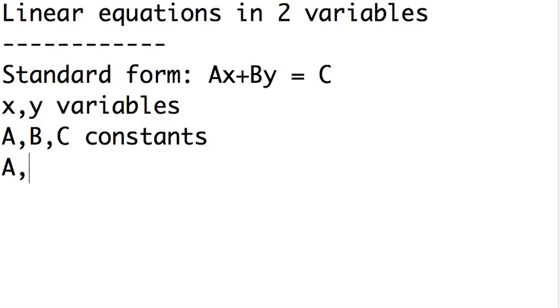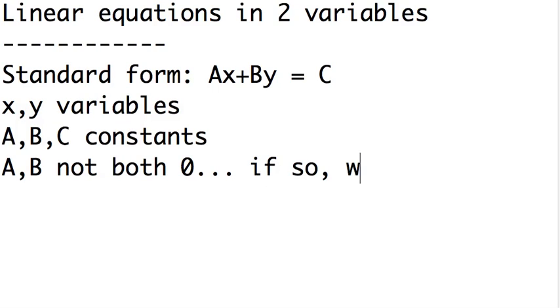And we also want to say that a and b are not both 0. If they were both 0, we would get the equation 0 is equal to c, and that's not very interesting. So we're going to ignore that.